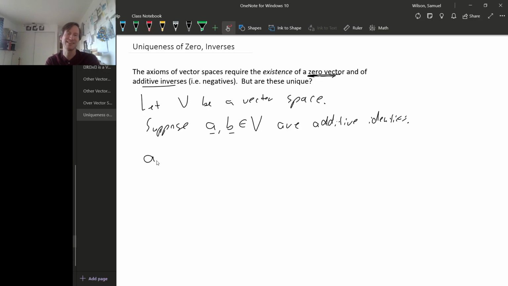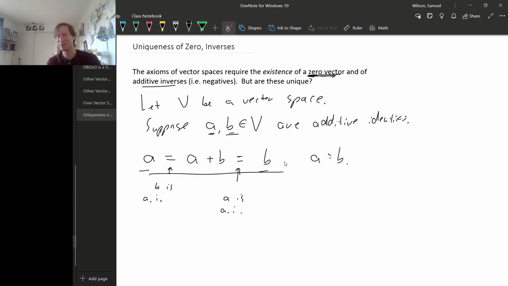Well, let's see. The thing about additive identities is that they can show up anywhere, right? If B is an additive identity, then A is equal to A plus B. And this is because B is an additive identity. Okay, but A plus B, that's the same as just B. And that's because A is an additive identity. But now, looking at the far left and the far right, we have that A equals B. So actually, there's only one additive identity. If you think you have two, they're actually the same because of this argument here.